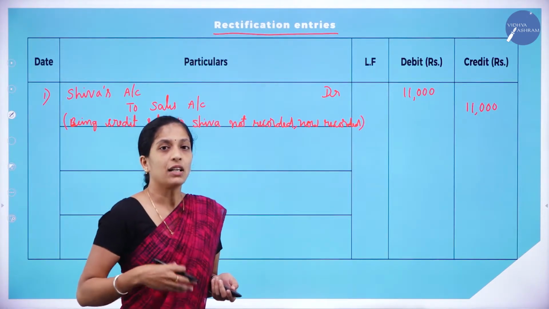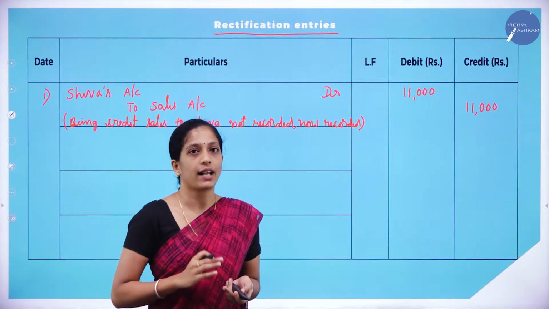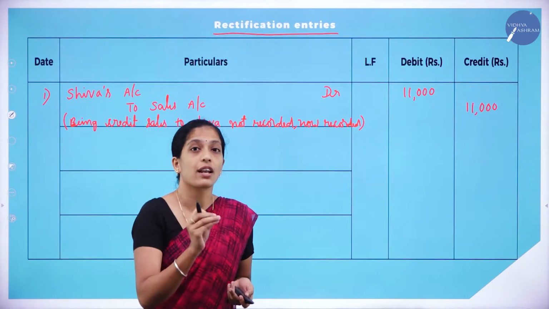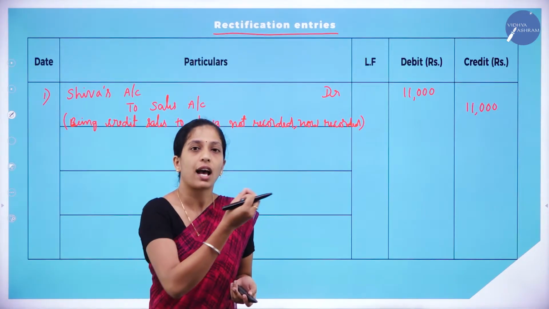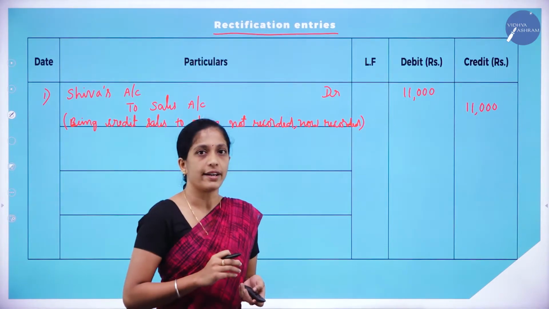So, what does it mean? They have not recorded this transaction. Now we have recorded that transaction. So, this is error of omission. In the sense, they have left out to record and now we have corrected it by recording the transaction.